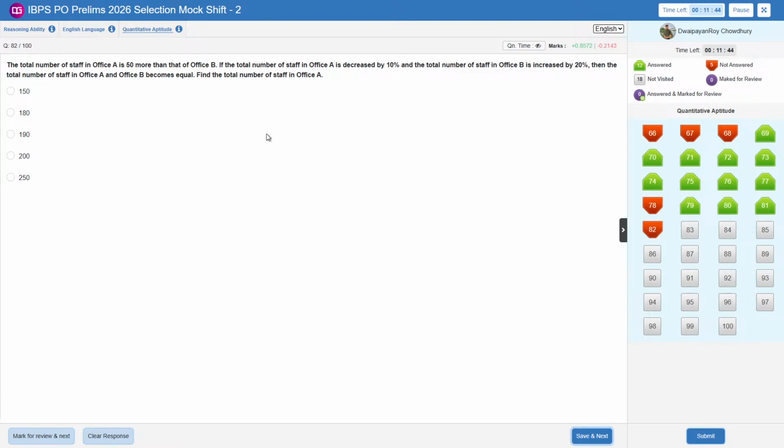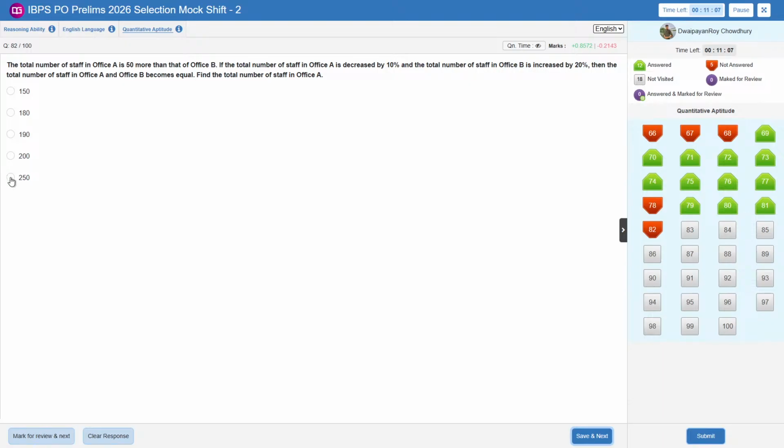Total number of staffs in office A is 50 more than that of B. In A, it's 50 more than that of B. Total number of staffs in A decreased by 10 and B increases by 20. Then the total staff on A and B gets equal. So 50 decreases by 10. So 200, 150, 190. Sure, no, not 200.